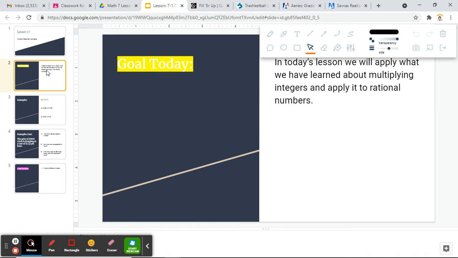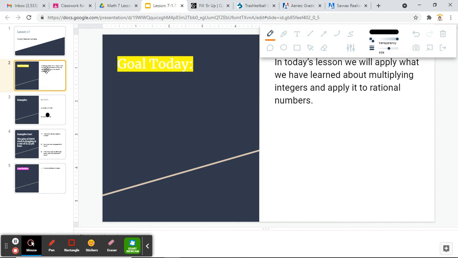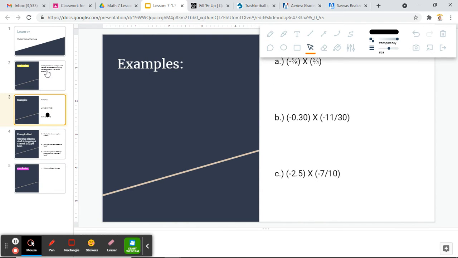So everything we've learned about integers, such as our same signs, a positive times a positive or a negative times a negative, giving us a positive product, or our different signs, a negative times a positive and a positive times a negative, giving us a negative product. We're going to use what we've learned in integers, and keep applying that to rational numbers. All right, so we're just going to jump straight into the examples today.